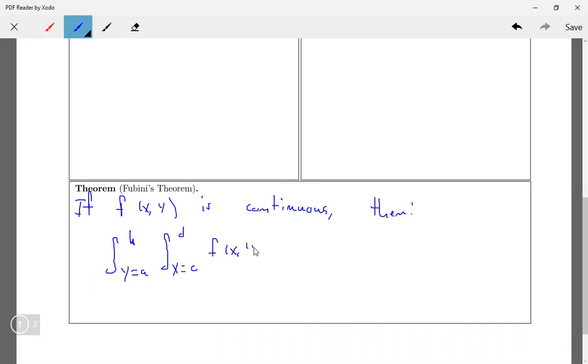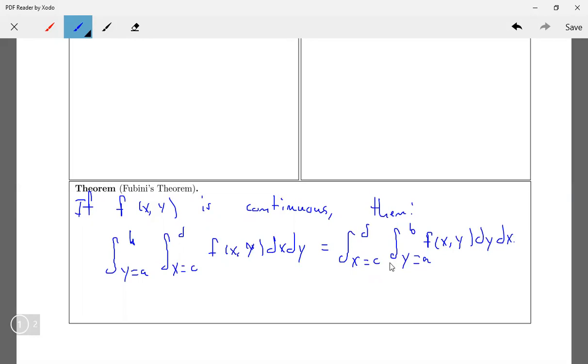f of x, y dx dy. This is equal to the other iterated integral, meaning the integral from x equals c to d, the integral y equals a to b, f of x, y dy dx. And there are actually more general versions of Fubini's theorem that we will get to when we look at more general versions of integrals.